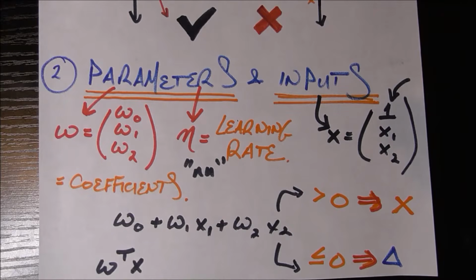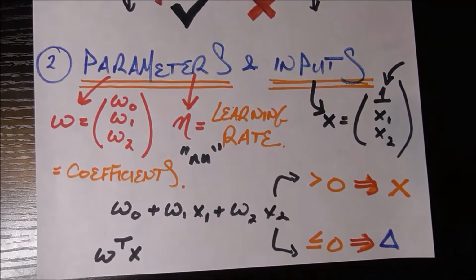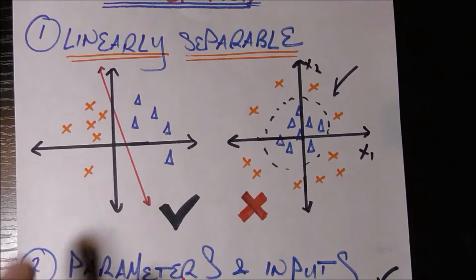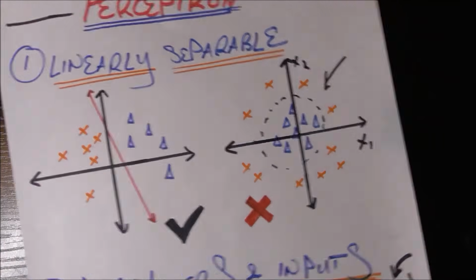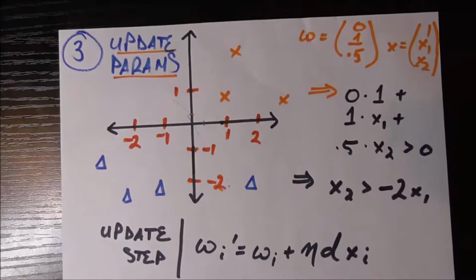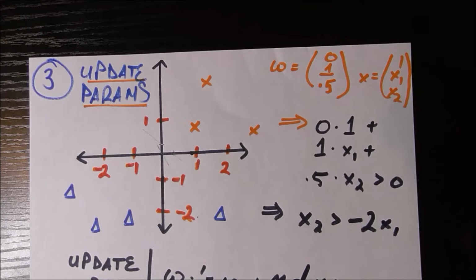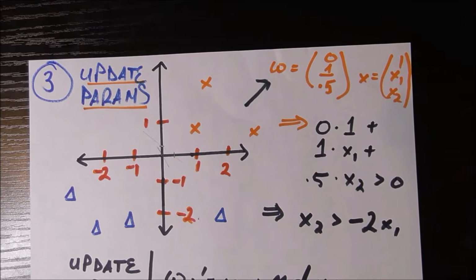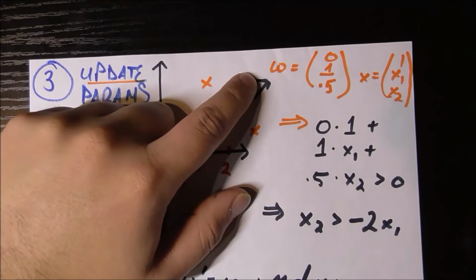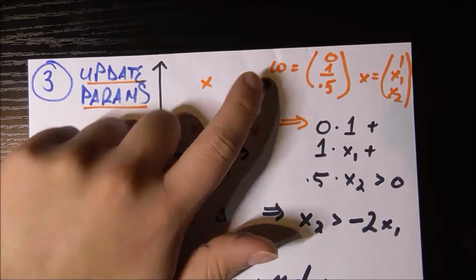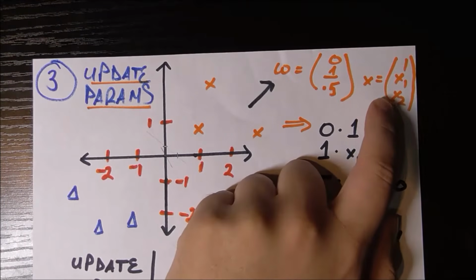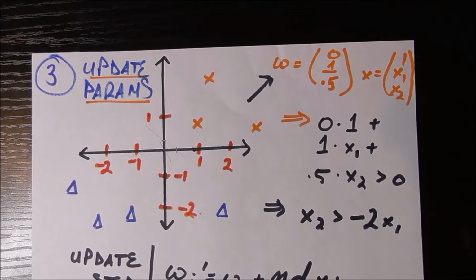Now, this was probably all kind of confusing because all we did was look at some math. How does that math translate to some of these pictures we're looking at earlier? Let's take a look at that now. So what we'll do first is assign some concrete values to omega so that we're not working in complete theory for the rest of this. So right here, we see that omega is going to be the vector 0, 1, and 0.5. And of course, x is the same 1, x1, x2. So what does that mean?